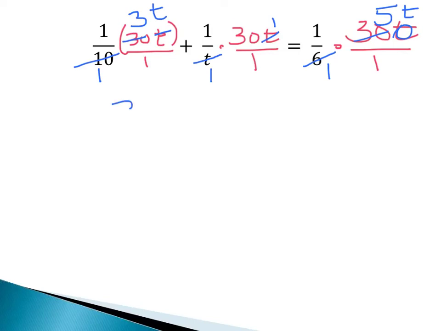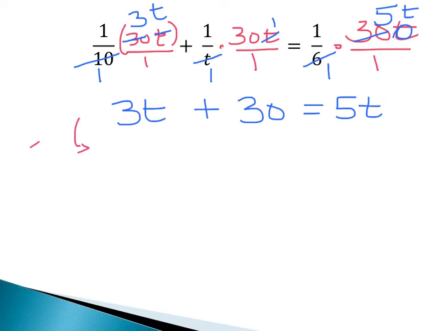Let's simplify this. The first term, 1 times 3T is 3T. Denominator is 1 times 1. So that's 3T over 1, which is just 3T. 1 times 30, we get 30 over 1 times 1, which is just 30. And on the right-hand side, denominator is still 1 times 1. So we've cleared all the fractions. That was our point of multiplying by the LCD. And then 1 times 5T gives us 5T. This is much nicer than we've seen recently.